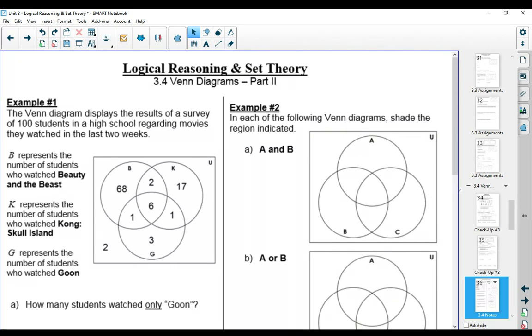Now, what I might suggest is take a look at the notes, try doing the questions yourself first, and then come back and watch the video. But I'll walk you through this and I'll give you some tips as we go along.